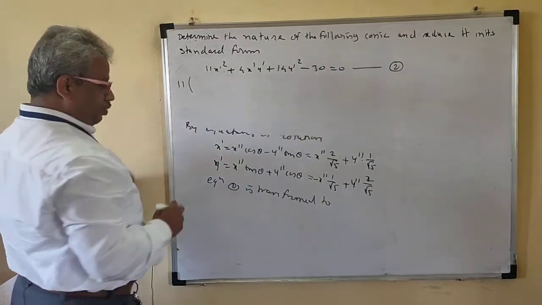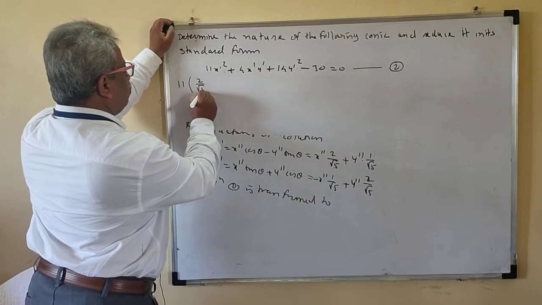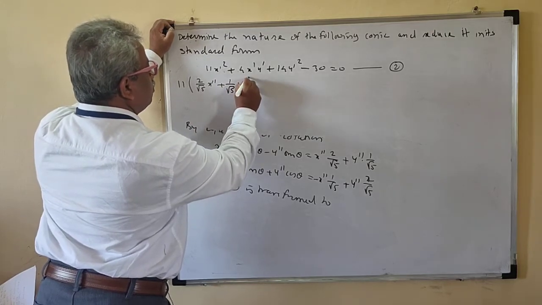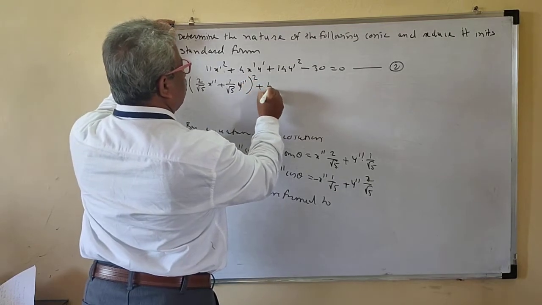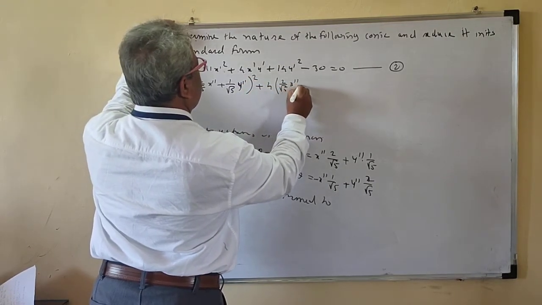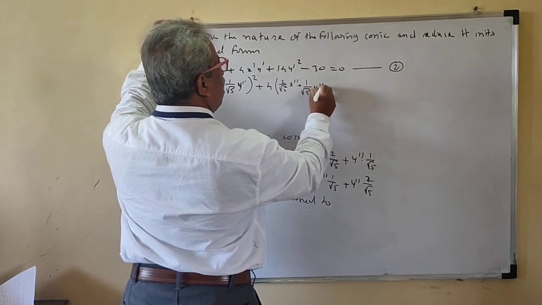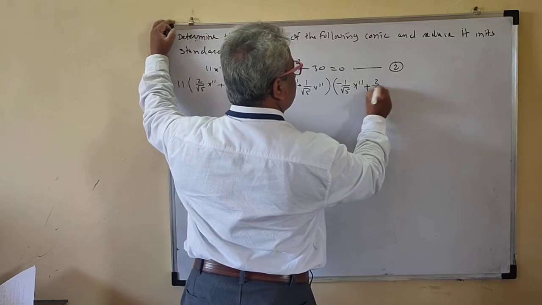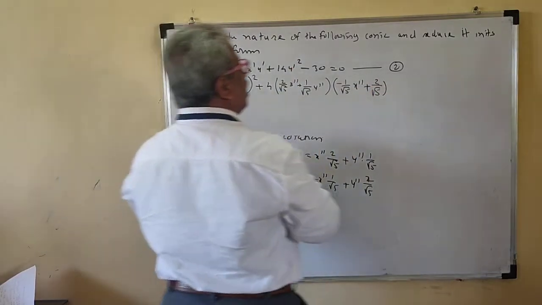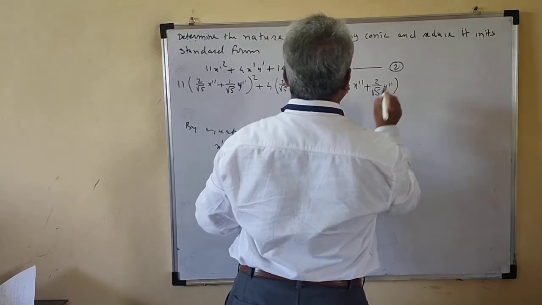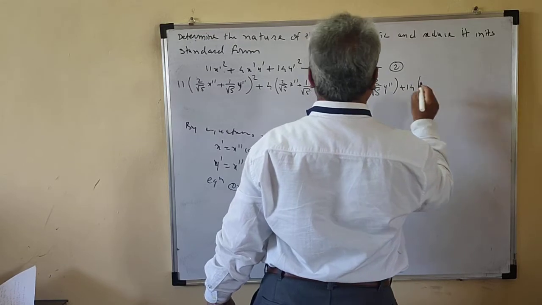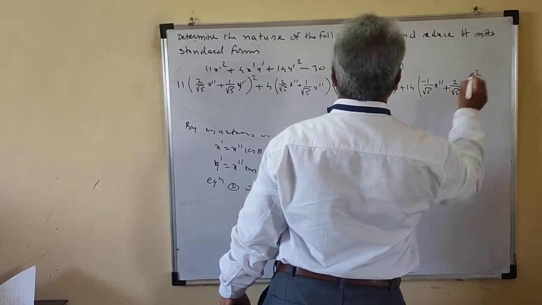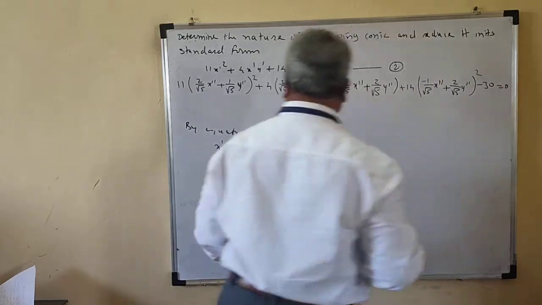So this is 11. Your x prime is what? (2/√5)x'' + (1/√5)y'' bracket square, plus 4 times (2/√5)x'' + (1/√5)y'' into (−1/√5)x'' + (2/√5)y'', plus 14 times (−1/√5)x'' + (2/√5)y'' whole square, minus 30 is equal to 0. Okay.